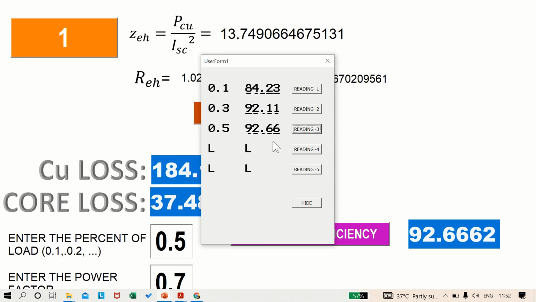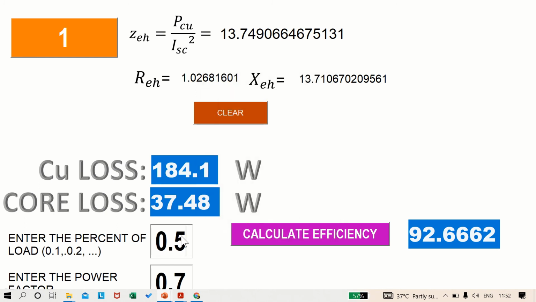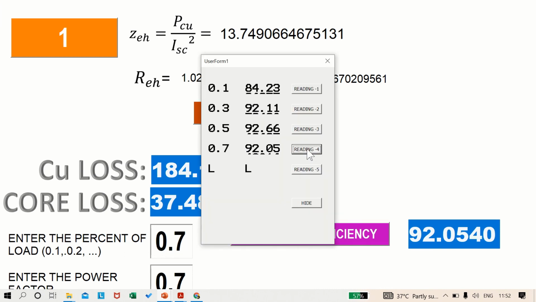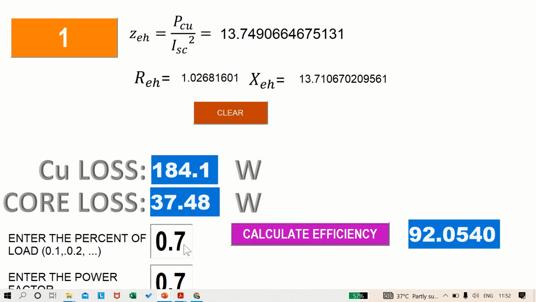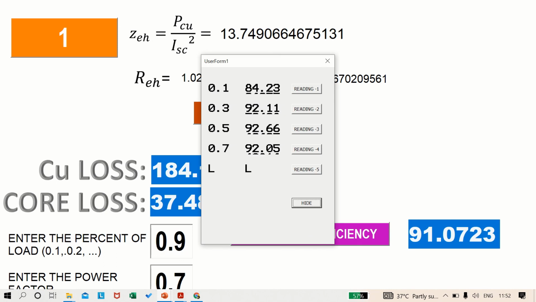You can observe the efficiency is increasing, and now at 0.7, that means 70% of the capacity, I calculated the efficiency, it is 92.05. You can observe a decrease in the efficiency. Okay, now if I click 90%, if I want to calculate at 90% of the capacity, now it is 91 point. So like that we can calculate the efficiency at different power factors for different loads.